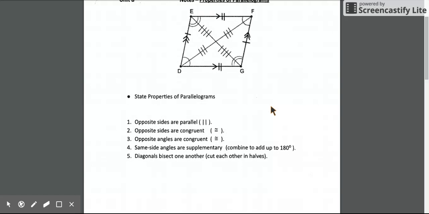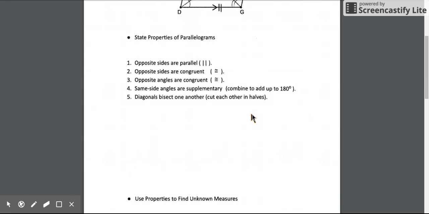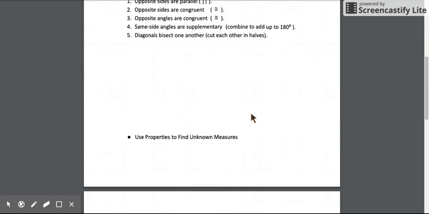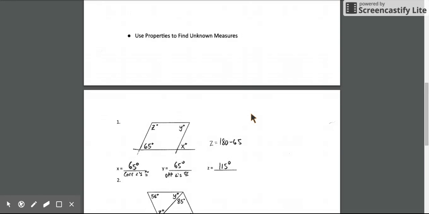It's a little tricky at first to remember all five of these properties, so use some study techniques, some memorization methods, whatever works for you. Make sure you know these five properties so we can do the following. Use the properties to find unknown measures.